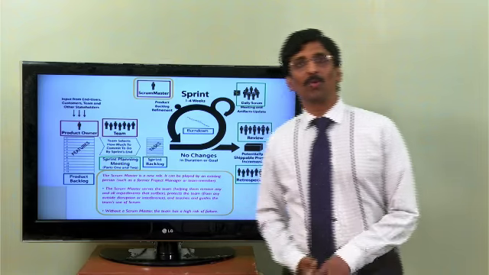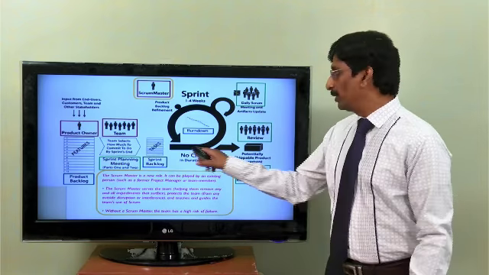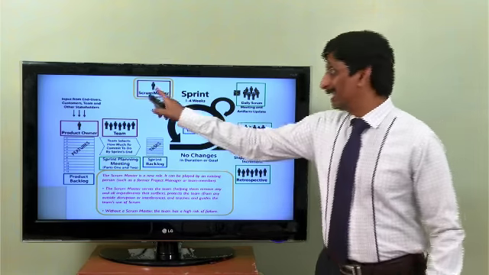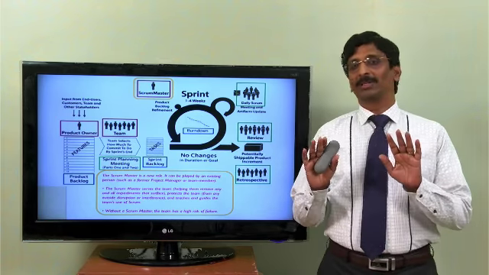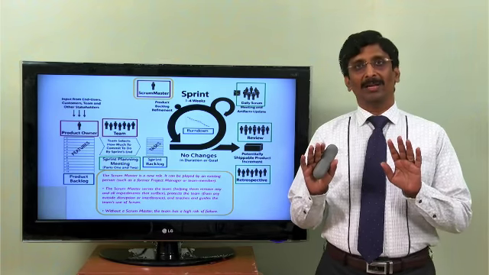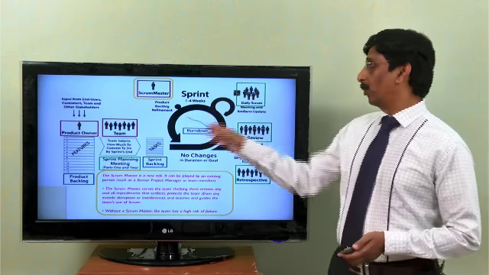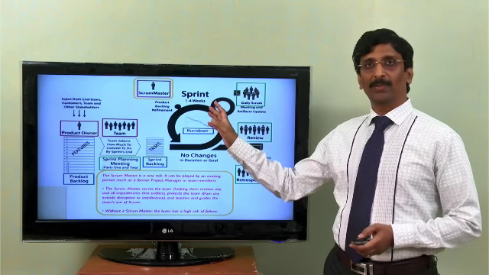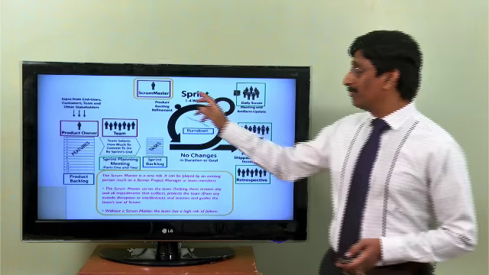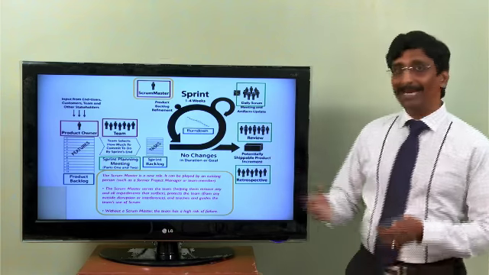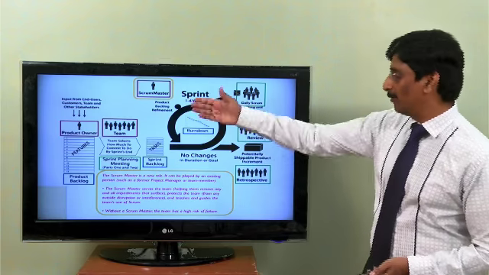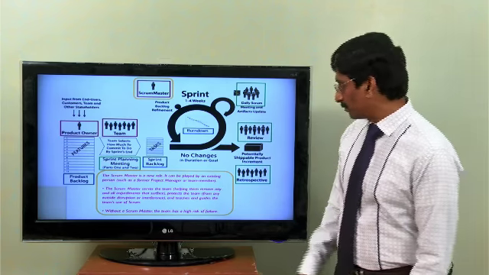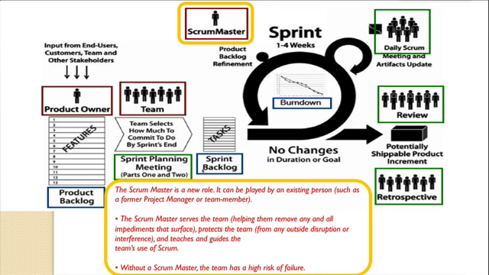If the product owner wants to add a new feature halfway through the sprint, it is the responsibility of the Scrum Master to explain to the product owner, this is not allowed, please don't do that. This will impede the progress of our Scrum team. So the Scrum Master's role is to protect the team from any external disturbances, and sometimes internal disturbances like from the product owner. And he also teaches and guides the team's use of Scrum.